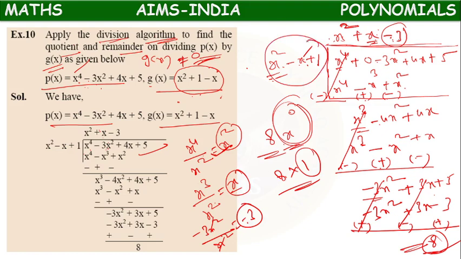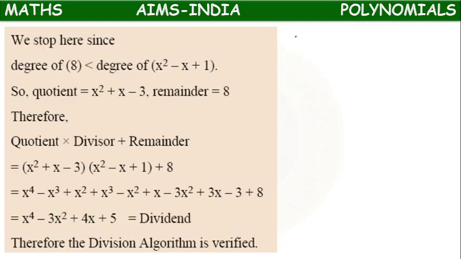The degree of divisor is 2. So here the degree of 8 is 0, the degree of divisor is 2. 0 is less than 2, so we can stop here. This will be the quotient. This will be the remainder.